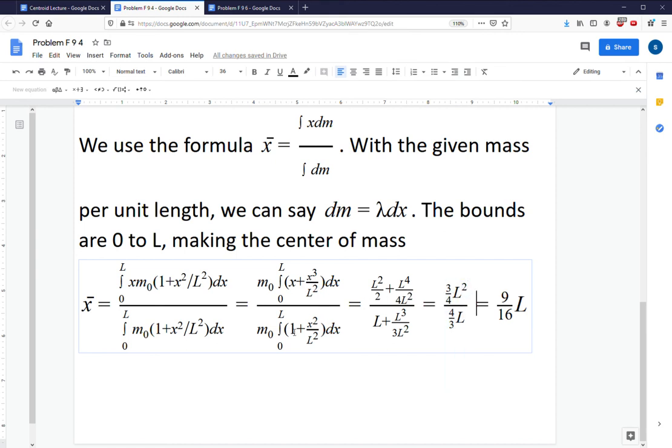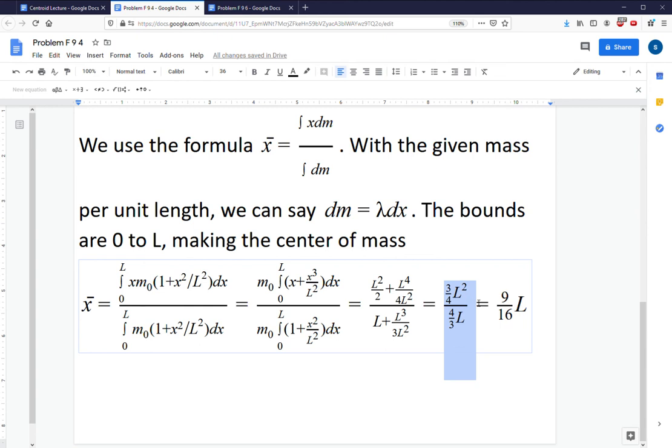In the denominator, 1 dx becomes x, and x squared over L squared dx becomes 1/3 x cubed over L squared. Same bounds from 0 to L means that this goes to L plus L cubed over 3 L squared. This simplifies to L over 3. So L plus L over 3 is 4/3 L.